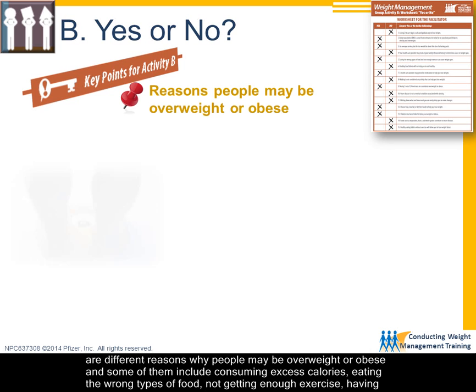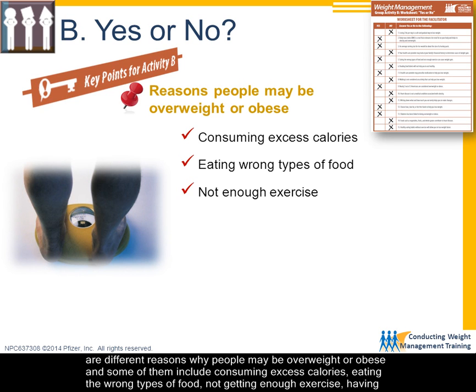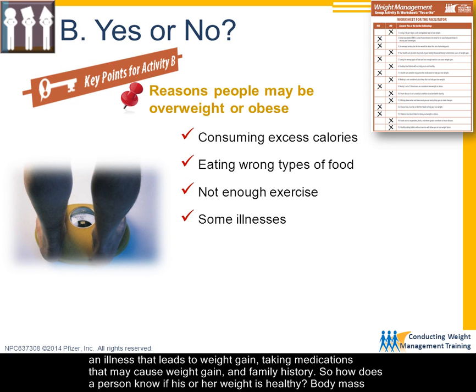There are different reasons why people may be overweight or obese, and some of them include consuming excess calories, eating the wrong types of food, not getting enough exercise, having an illness that leads to weight gain, taking medications that may cause weight gain, and family history.